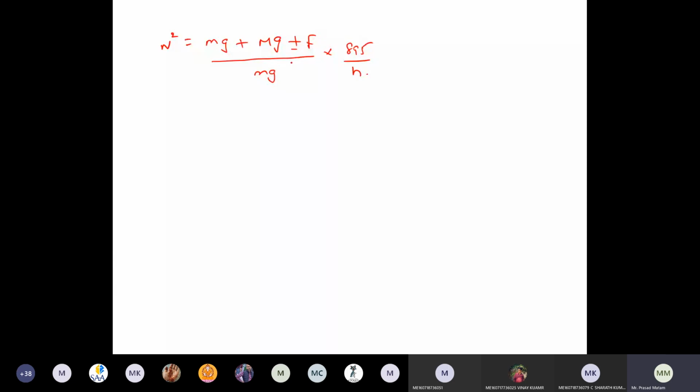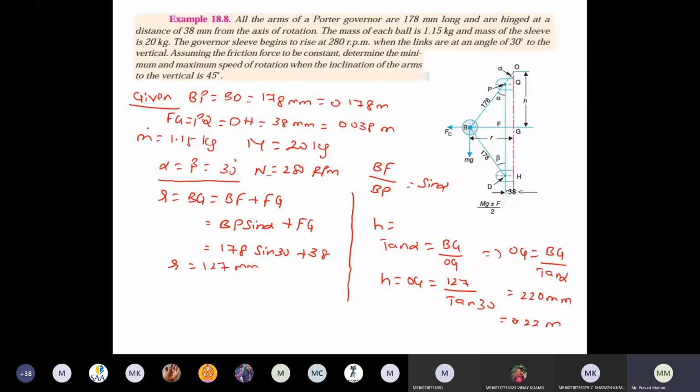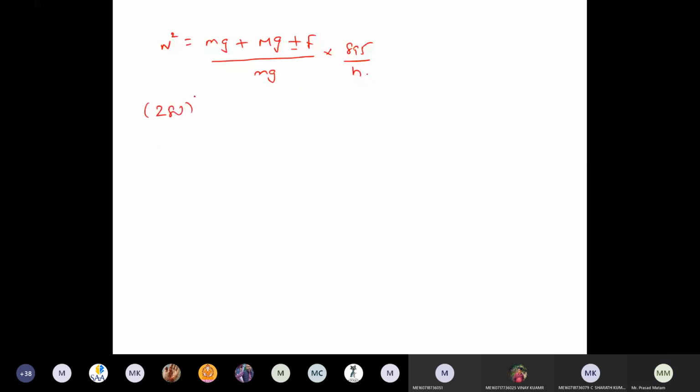So from this, try to find out the friction force. The speed of the governor is already given. What is the speed of the governor they have given? Can anyone answer? You can see here, the speed of the governor N is equal to 280 RPM, which is right. Now I'm replacing N as 280 RPM. Mass of the ball 1.15 kg into 9.81, and mass of the central load is 20 kg into 9.81 plus or minus F by 1.15 into 9.81 into 895 by the height of the governor. I'm taking it as 220 mm, 0.22 meters.